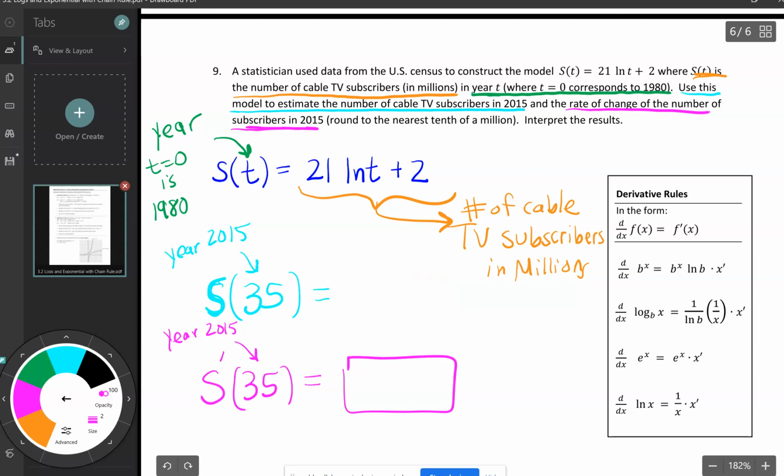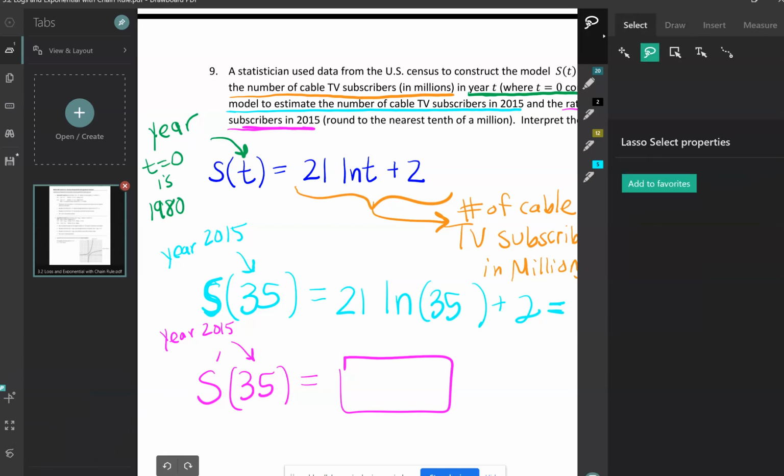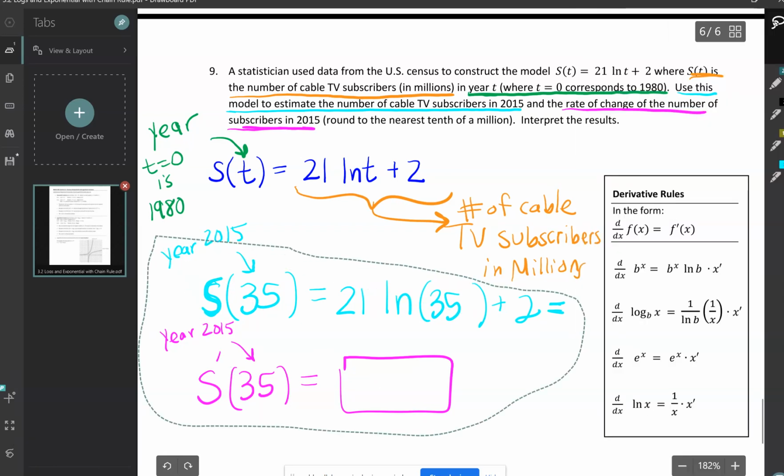So let's go ahead and do that for this first one, 35 years. So 21, that 21's throwing me off there. It looks like an L or something, but it's the number 21, natural log of t plus 2. And I'm just going to plug in a 35 there. And just put all of this in your calculator and see what number comes out. So try putting that in your calculator. I'm going to put it in my calculator and we'll see what number comes out.